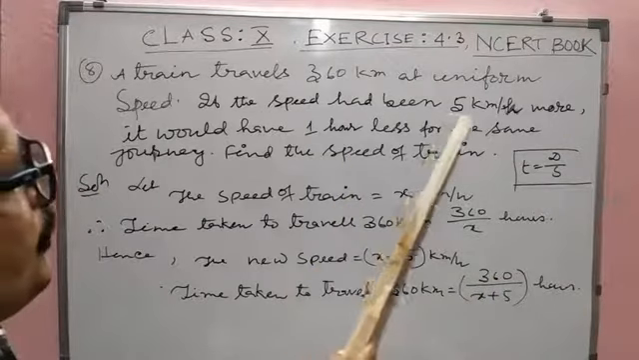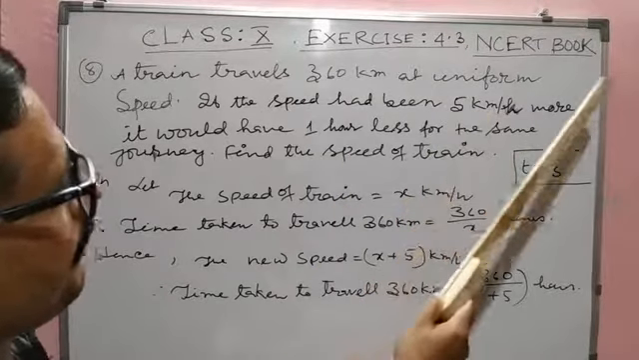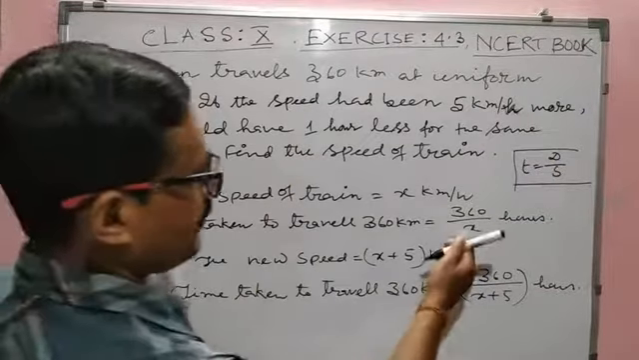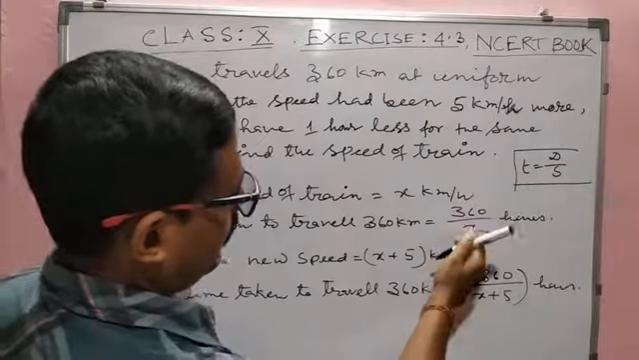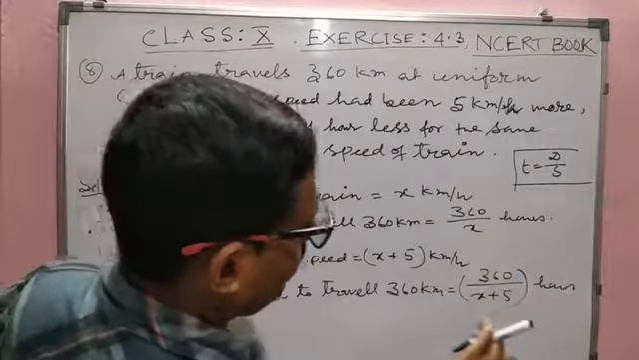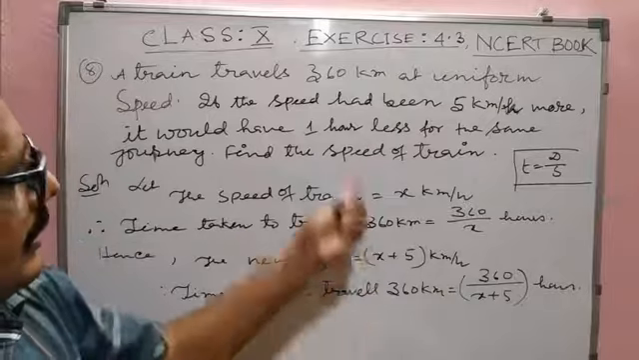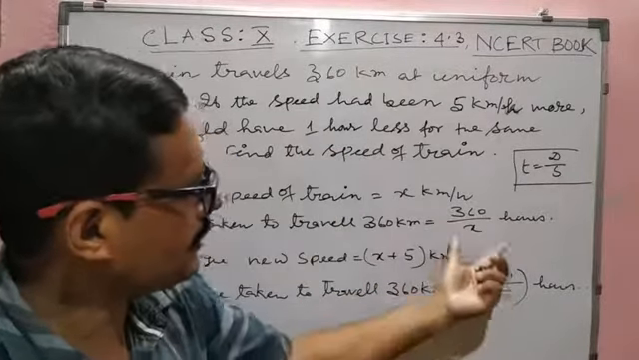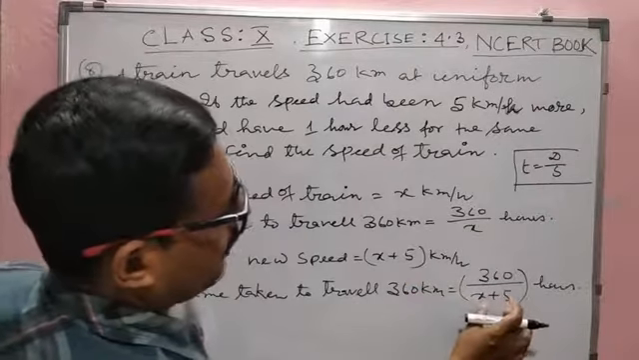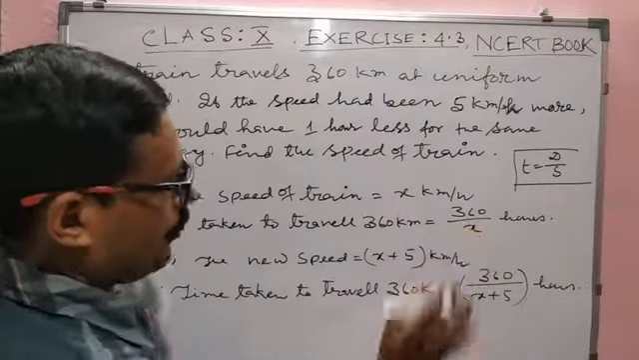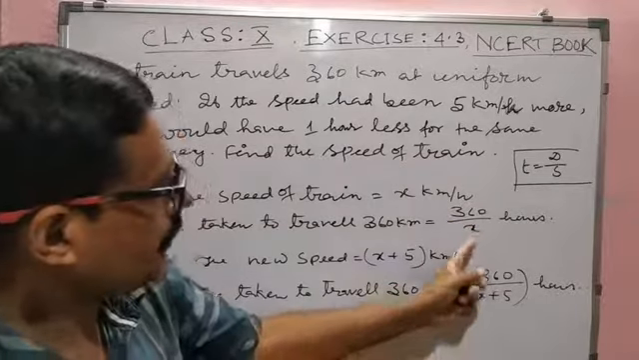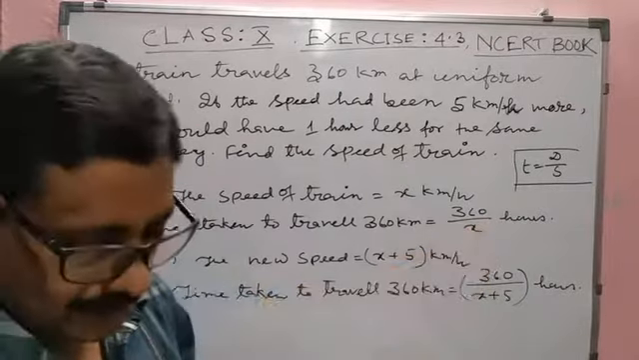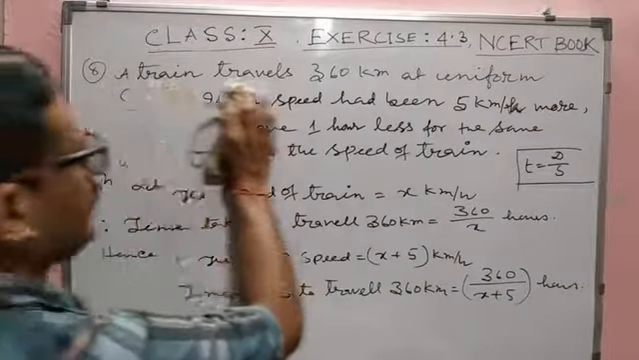And according to our question, when the speed becomes 5 km per hour more, it will take 1 hour less. This is the original speed, and this is the new. This is the original time, and this is the new time. So according to our question, in the second case, 1 hour less. If we compare these two times, we will find that here is 1 hour less, that means here 1 hour more. So to make them equal, we can add 1 here or we can subtract 1 from here. So let us see the equation now, how to make the equation.